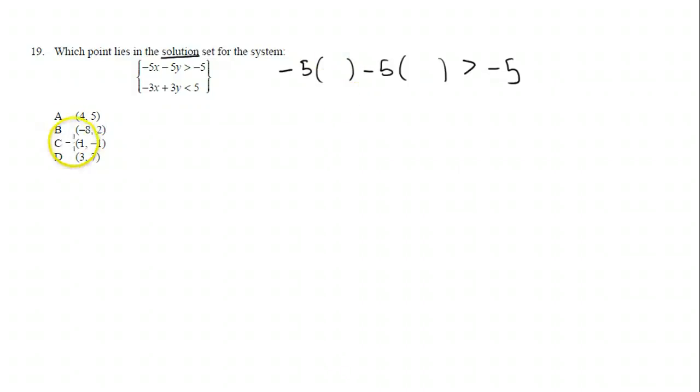This time for x, I'm going to use negative 8, and for y, I'm going to use 2. So if I plug in negative 8, I get that. And if I plug in 2, I put it there. And I get positive 40 minus 10 is greater than negative 5. And when I subtract 40 minus 10, that's positive 30 is greater than negative 5, which is true.